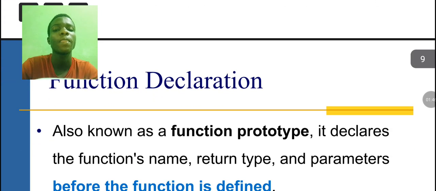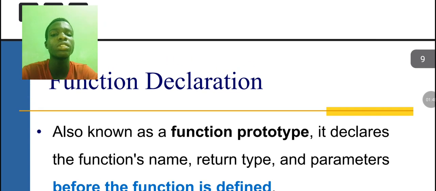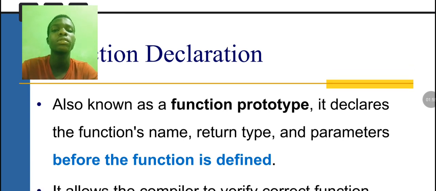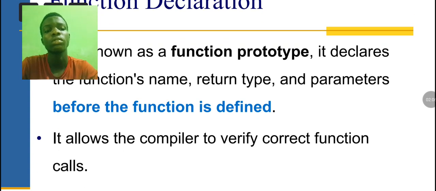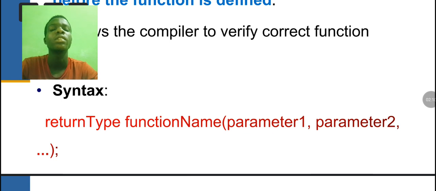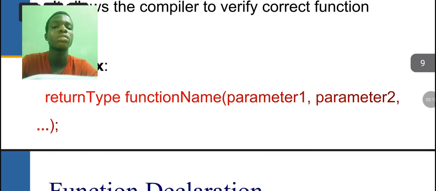Then function declaration, also known as the function prototype. It declares the function's name, the return type, and the parameters before the function is defined. So the syntax is the return type, the function name, then the parameters, parameter one, parameter two.